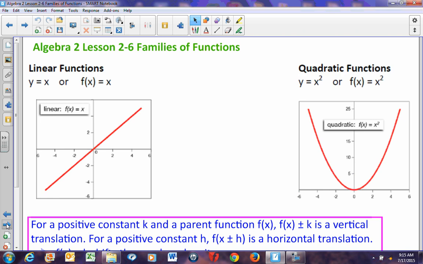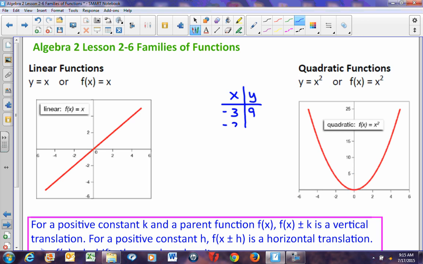The quadratic function, the parent quadratic function, is y equals x squared, or f of x equals x squared. If you were to make a little table of values for your f of x equals x squared, if I have -3 squared is 9. -2 squared is 4, -1 squared is 1, 0 squared is 0, 1 squared is 1, 2 squared is 4, and 3 squared is 9.